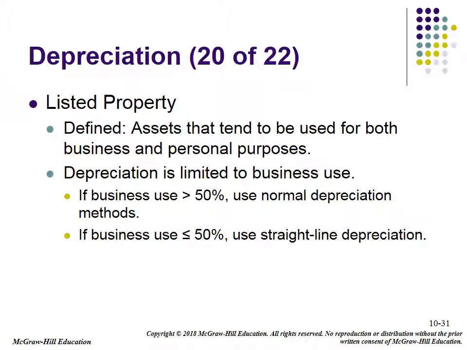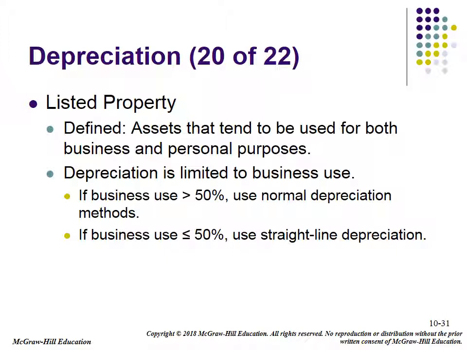Now it's year 2, and Teton's business use percentage goes below 50%. It goes to 40%. Watch what happens. Calculate straight line depreciation for year 2: $2,000 divided by 5 times 40%. So the most depreciation is $160.